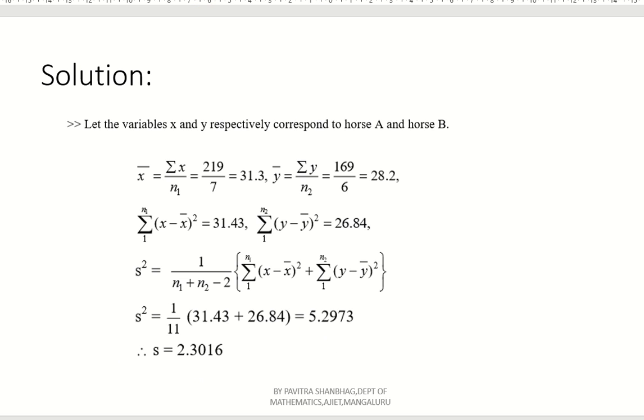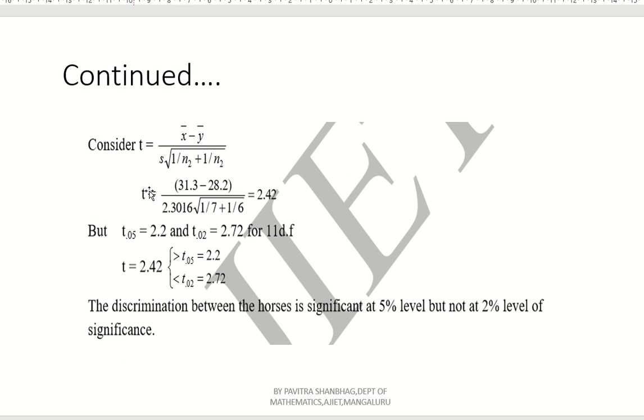What is t, student? T distribution: x bar minus y bar divided by s into root of 1 by n1 plus 1 by n2. Everything is ready. X bar we have already obtained 31.3 and y bar is 28.2, and s is nothing but the square root of variance, that is standard deviation. We got 2.3016, and 1 by 7 plus 1 by n2. If you simplify you will get 2.42.